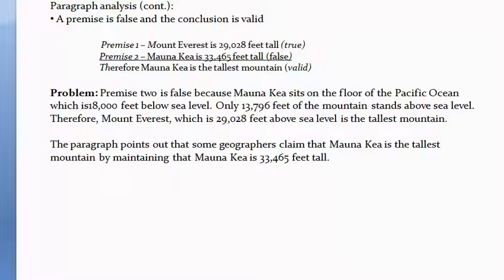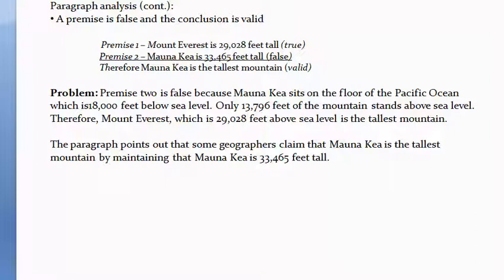Paragraph analysis continued. A premise is false and the conclusion is valid. Premise 1, Mount Everest is 29,228 feet tall, is true. Premise 2, Mauna Kea is 33,465 feet tall, which is false. Therefore, Mauna Kea is the tallest mountain, which is valid.